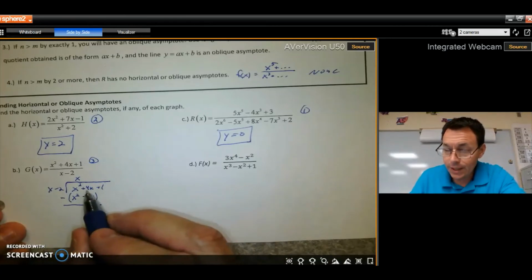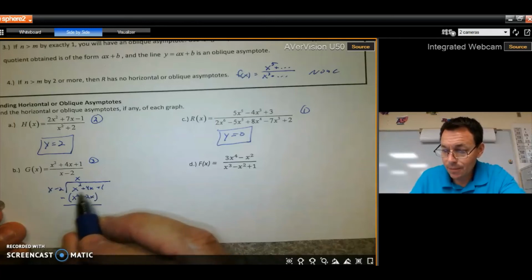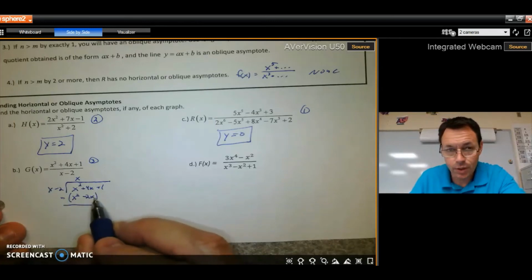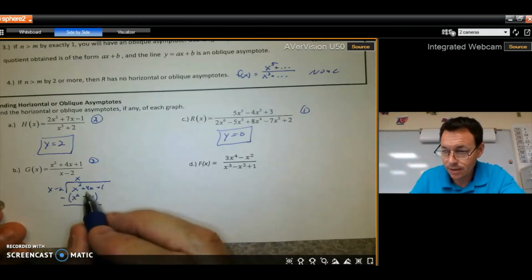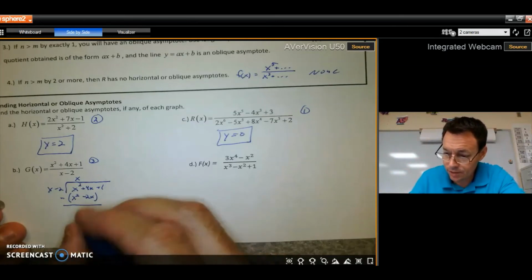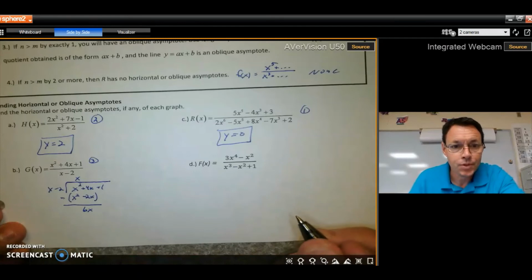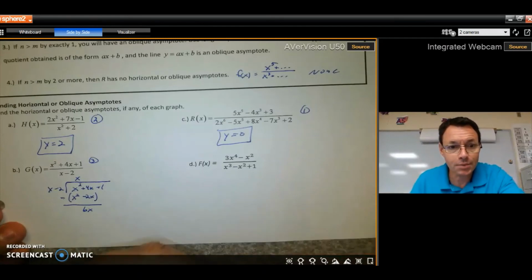And then here's where you're going to mess up, so don't do this. So 4x minus negative 2x. That minus distributes. I put parentheses here so you'd see that. So 4x minus negative 2x is the same as 4x plus 2x, so this is a 6x. So that's what you got left over. So we've got to keep dividing.